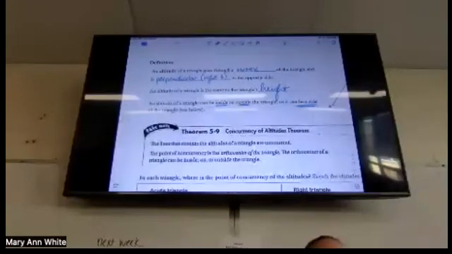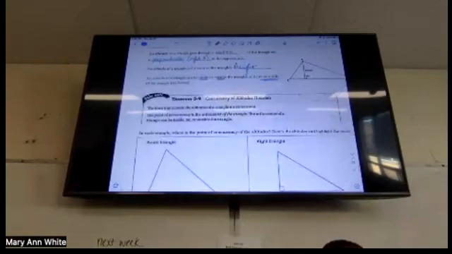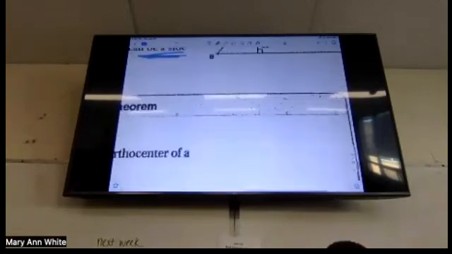When we draw all three altitudes and find their point of concurrency, that point of concurrency could be inside the triangle, it could be outside the triangle, or it could be on the triangle. So that's why we're doing 3 drawings, because it's going to look different each time. Now, the point of concurrency of the altitudes is what we call an orthocenter.